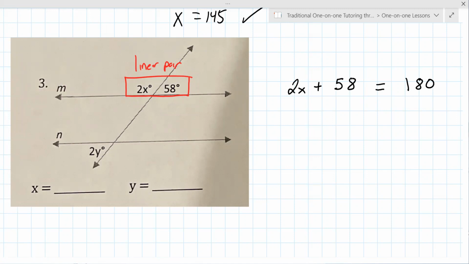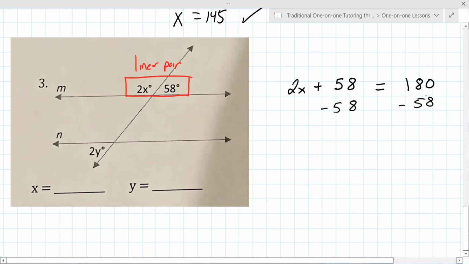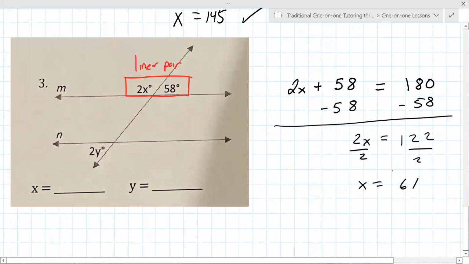Do you have an answer for me, Sourish? Yeah, X is 61. Okay, so you're going to subtract 58 from both sides. That's 122. And then you divide by 2, and x is 61. Yes, that's very good. So that's great for x. Now, y is a little bit more difficult.